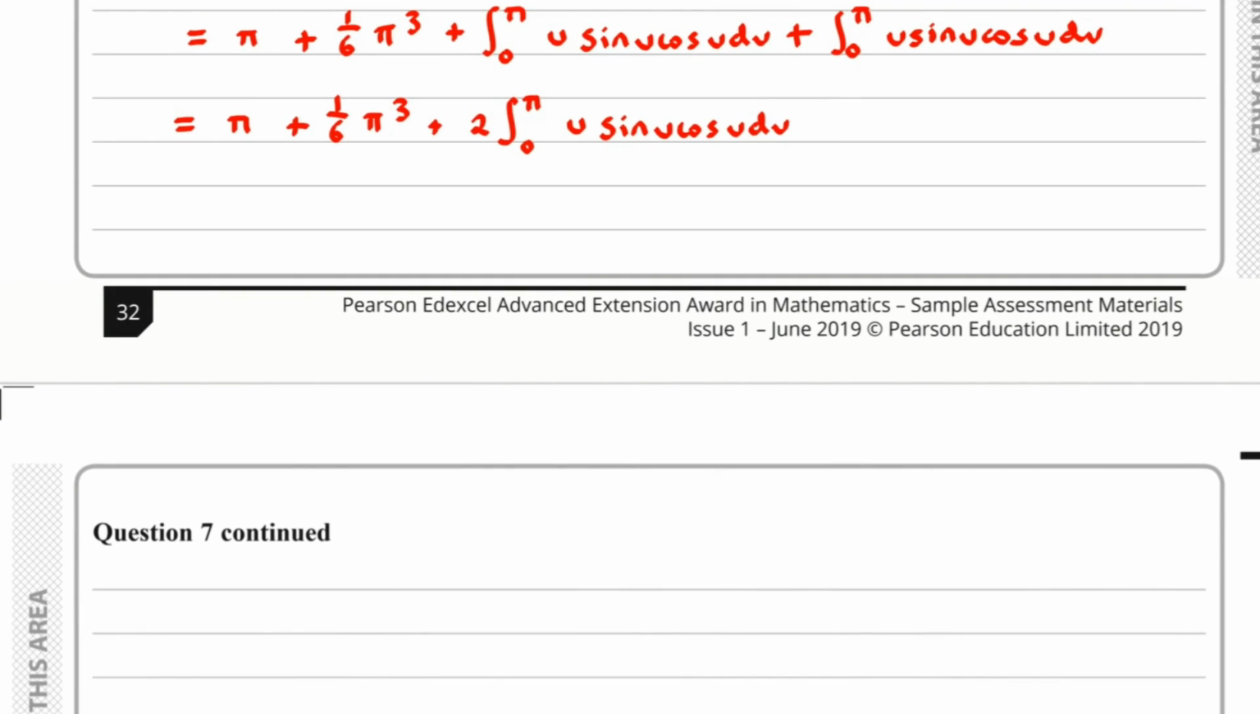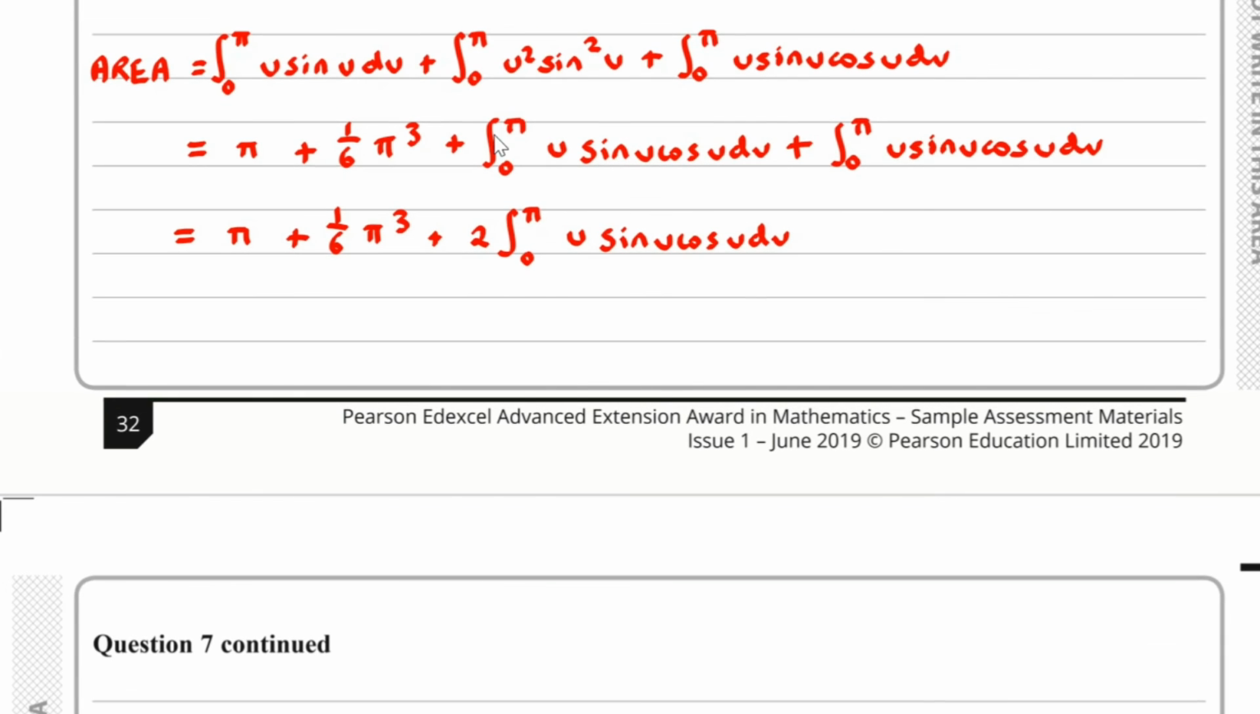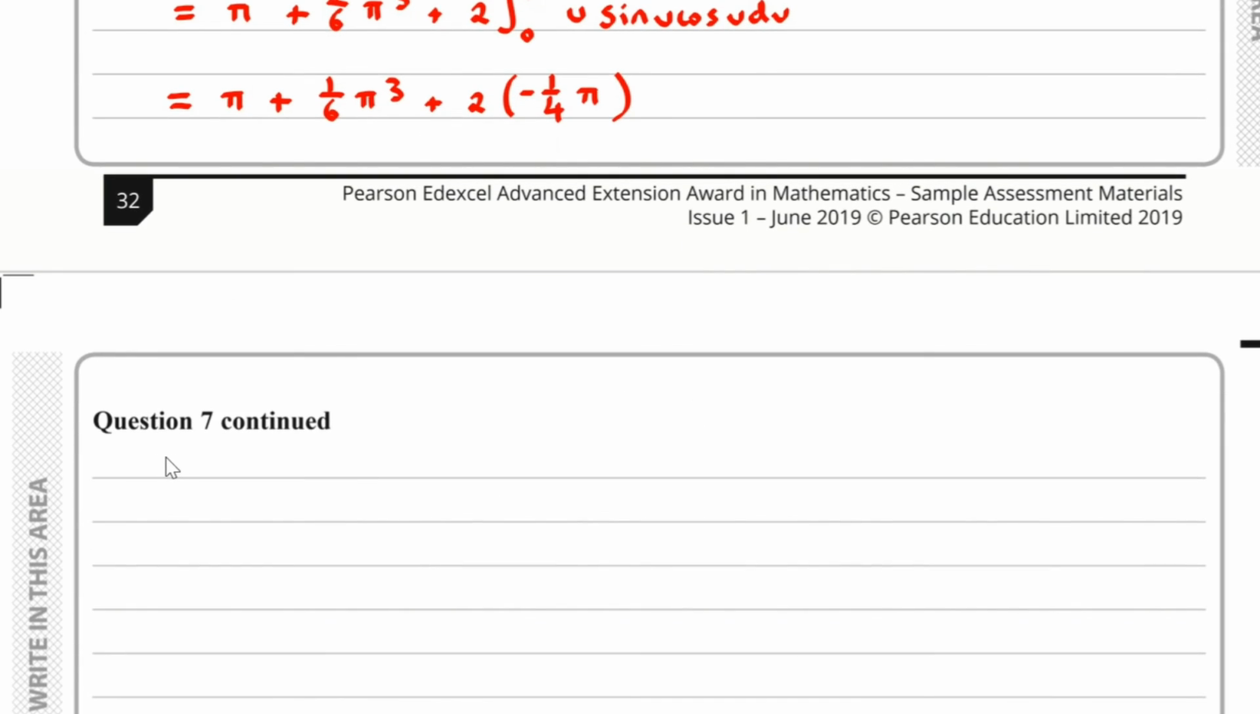So we have pi plus a 1/6 pi cubed plus 2 lots of minus 1/4 pi. And so what we are left with for that area is a value of a 1/6 pi cubed plus 1/2 pi meter squared.